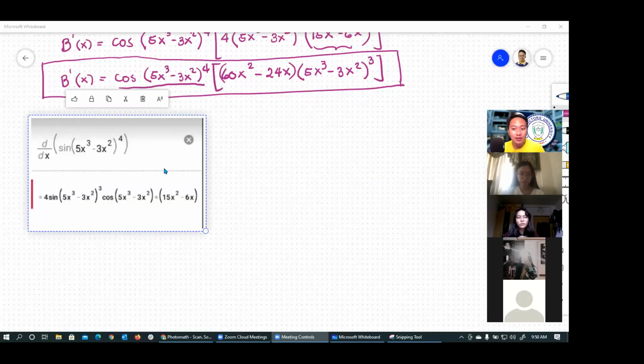Sige. It's a good thing also nga we are going to discuss mga answers sa online softwares kay we want to make sure nga we're getting the correct answer. So guys, this is the answer given by PhotoMath. I'm sorry, I'm not sharing my screen here. Entire screen. So this is the answer given by PhotoMath with a given I just wrote. So you see there, it's 4 sine 5x cubed minus 3x squared, and then cosine. We are actually good with this 5x cubed here.